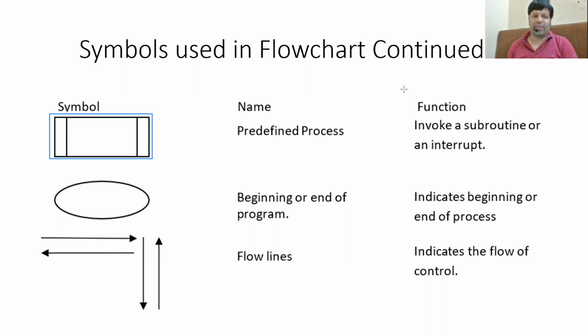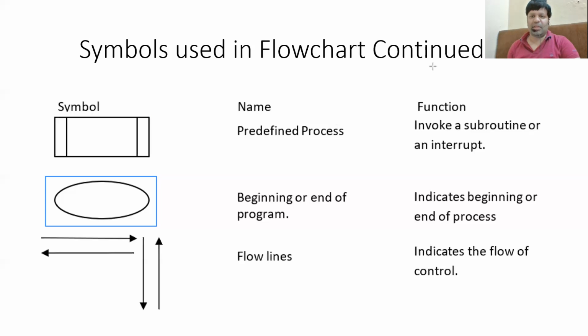Next, what we have is an oval. What we had in the last slide was a circle, and here we have an oval. This is used to indicate the beginning or the end of the flowchart. So basically we are going to start with this symbol and we will label it as start, and where we reach is called the end and we can label it as end. So we use the oval shape to indicate the beginning and end of the flowchart.